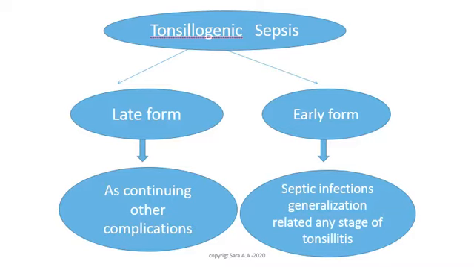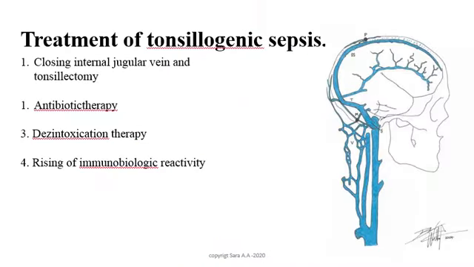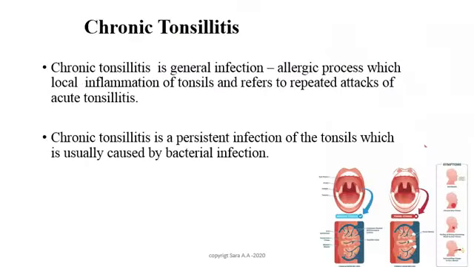The late form is continuing and other complications. The early form is septic infection, generalization related to any stage of tonsillitis. The treatment of tonsillogenic sepsis is that we should close the connection. I mean, closing the internal jugular vein and tonsillectomy. We should eliminate the infectious focus. That's why we should do ligation and tonsillectomy. And after the surgical intervention, we should do antibiotic therapy, detoxication therapy, and raising of immunobiologic reactivity.